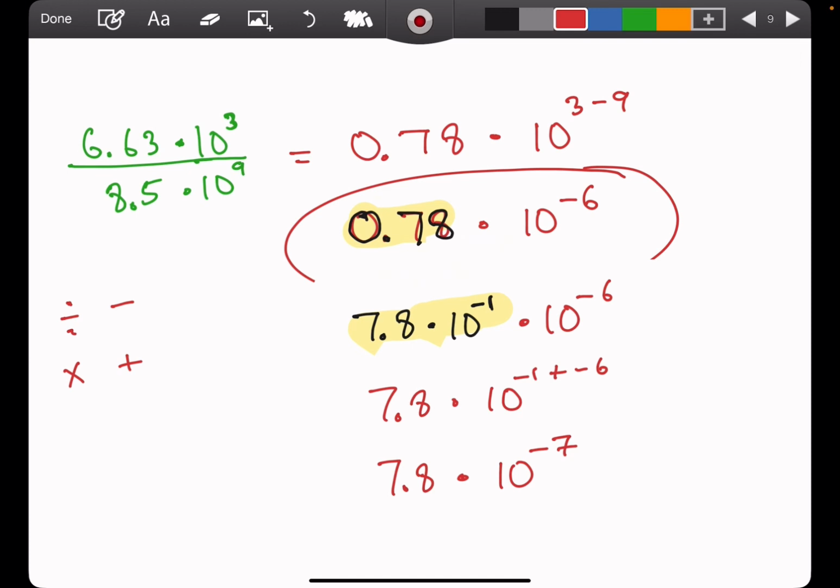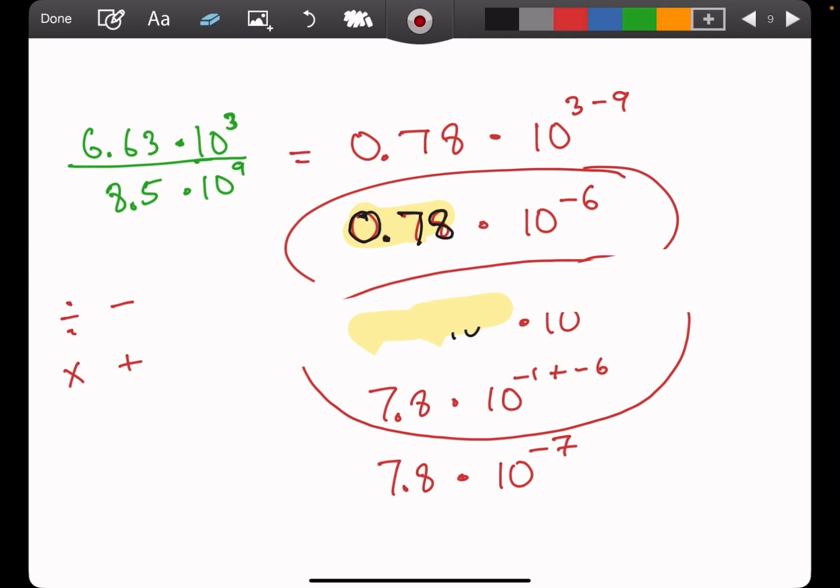Now, this is a long process. I want everyone to pay attention. Look at this. Long process. Pay attention. We're going to skip this step. We're going to skip that step. Pay attention. So I'm going to clean out this step.